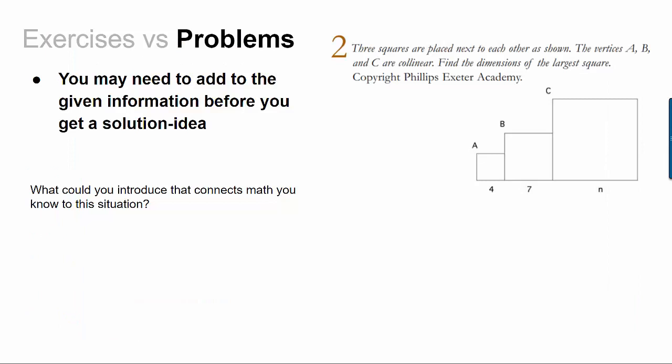Here we've got three squares placed next to each other, and the corners A, B, and C here are all in a line. That's what it means to be collinear. So find the dimensions of the largest square. So instead of trying to solve this directly, try and answer this question: what information could you add, or what things could you add to the problem that might let this connect to math that you know, or that might lead to a solution strategy?